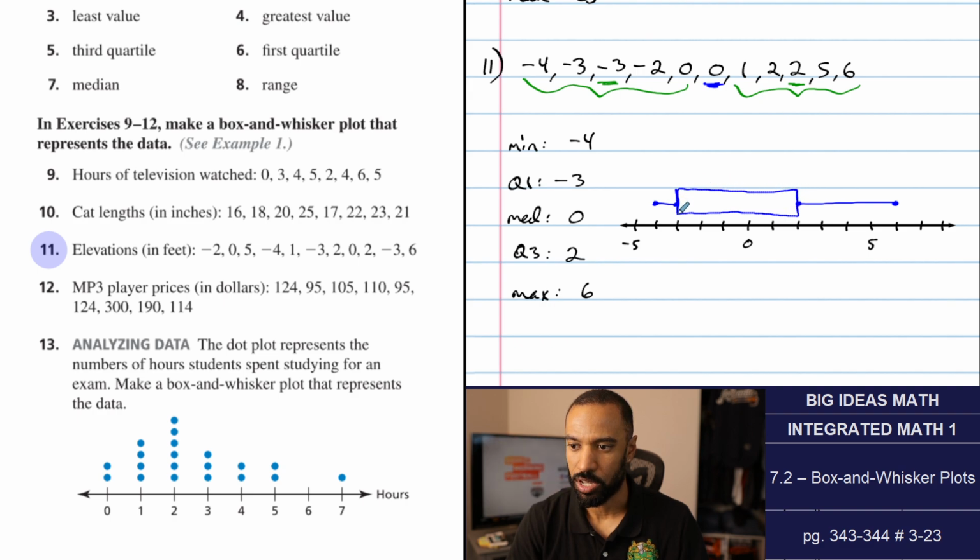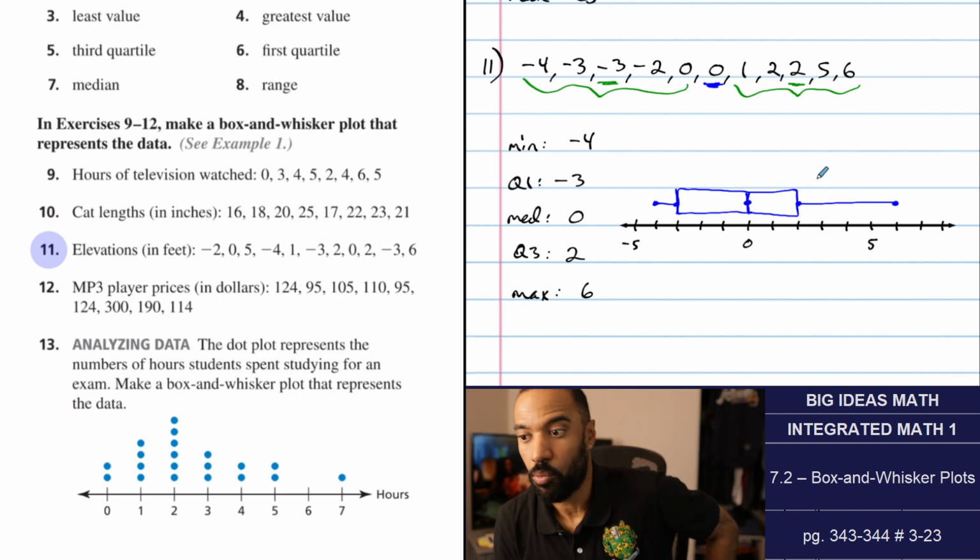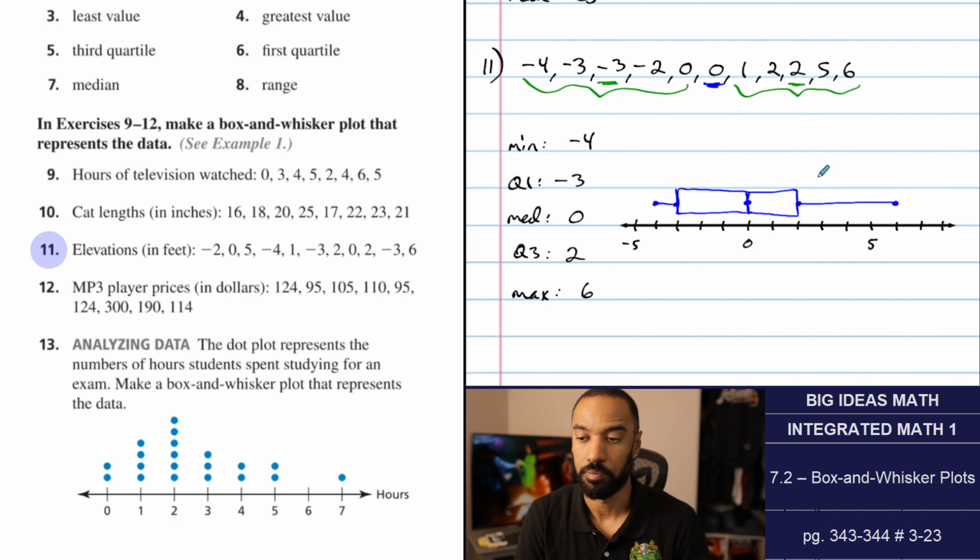Just getting the box and whisker stuff on. And 0, boom, is the median right there. So there's kind of a nice version of it too, because I'm not writing every single number, but I'm still representing every single number. We still know what's what. We're all good. And there is your box and whisker plot.